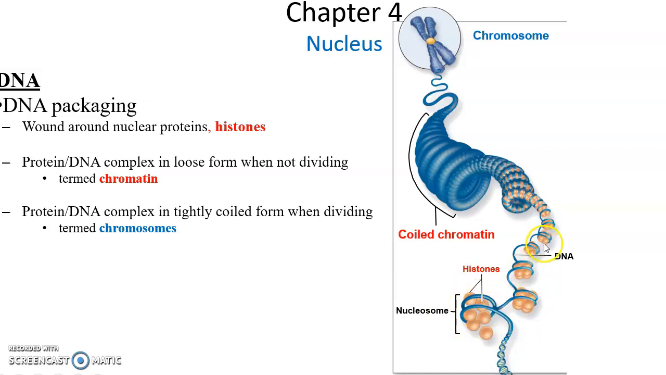The histone protein complexes then coil up to form what's called chromatin. So the relaxed form of DNA in our cells is chromatin. And then when it's time to divide, the chromatin will form a much denser packaged structure called the chromosomes. So technically, chromosomes are only around when cells are dividing.